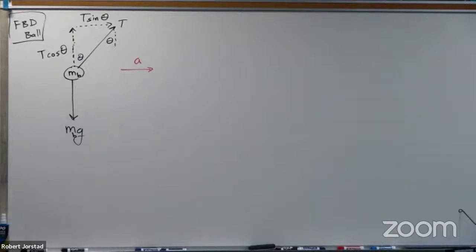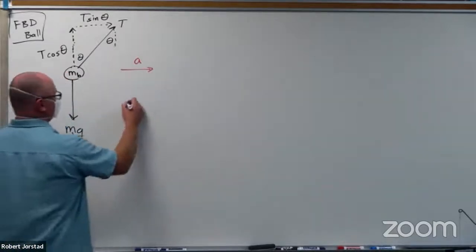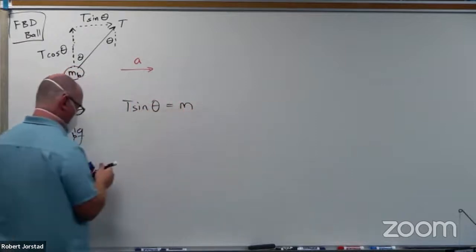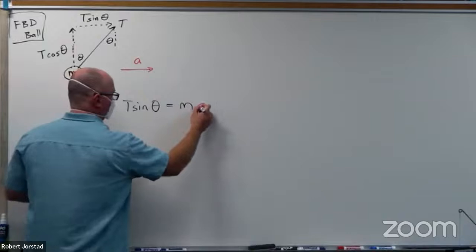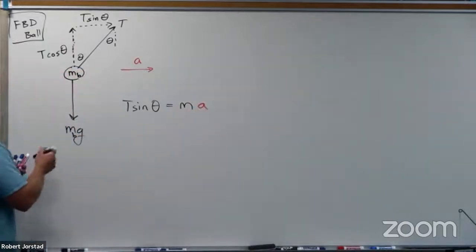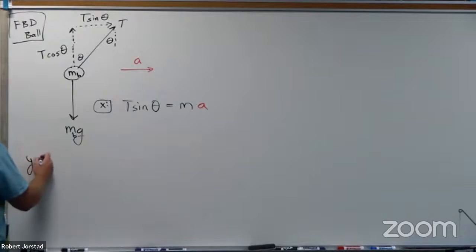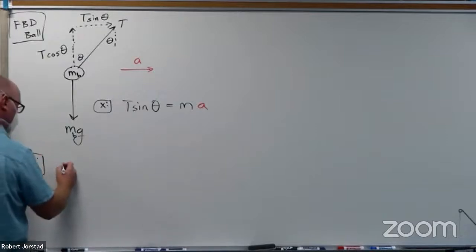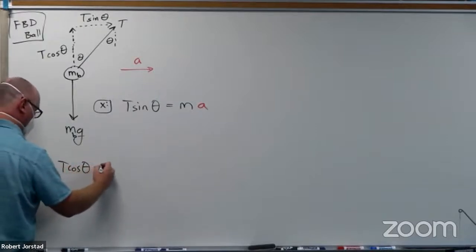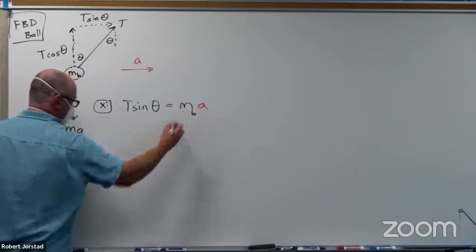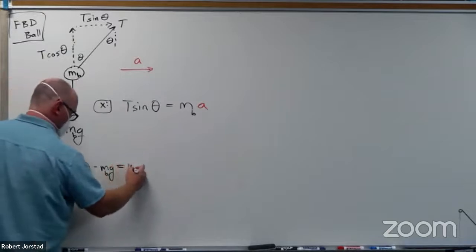So now, do you agree that T sine theta equals M_B A in the x direction? And obviously in the y direction, I think we get T cos theta minus mg, and that's the mass of the ball, equals the mass of the ball times the acceleration.